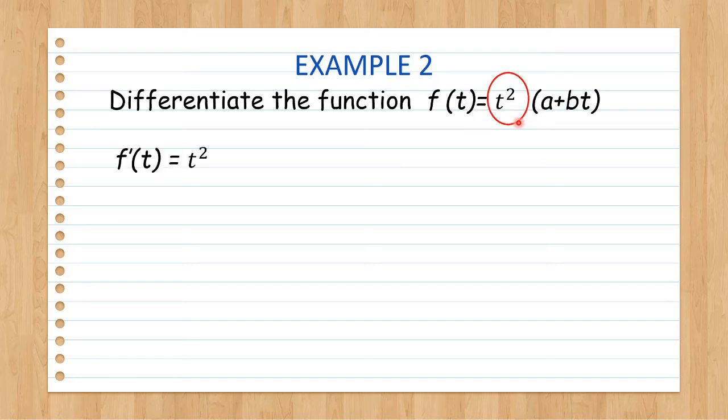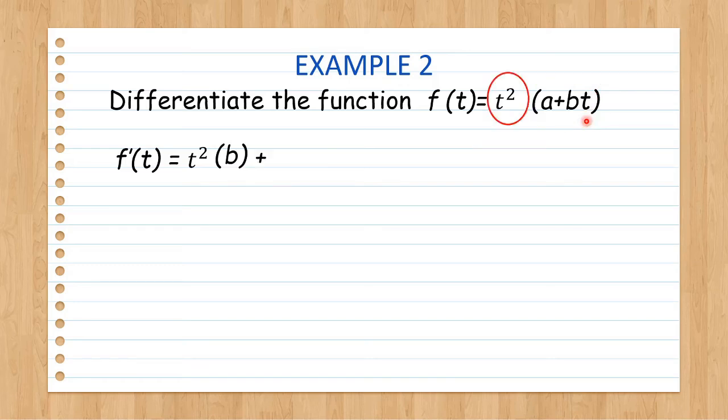But since we kept t squared the same, that means we need to find the derivative of a + bt. Now the derivative of a + bt is simple because a is our constant, so the derivative of a is 0. And the derivative of bt is just b because we can again use our power rule here. So that is b. And now we can add our addition sign.